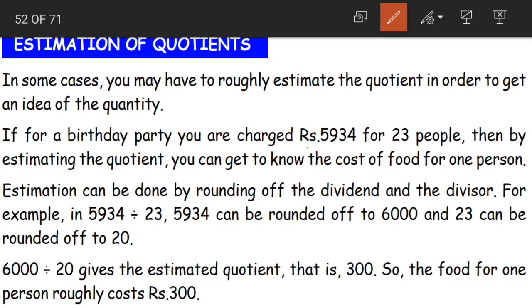If you look at the example here, we are charged 5,934 rupees for 23 people. The cost of food for 23 people is 5,934 rupees. Now we want to know the cost of food for one person. How much did it cost for one person to eat? Now what are we doing here? We are just roughly calculating, finding out the estimate. The two numbers are 5,934 and 23.